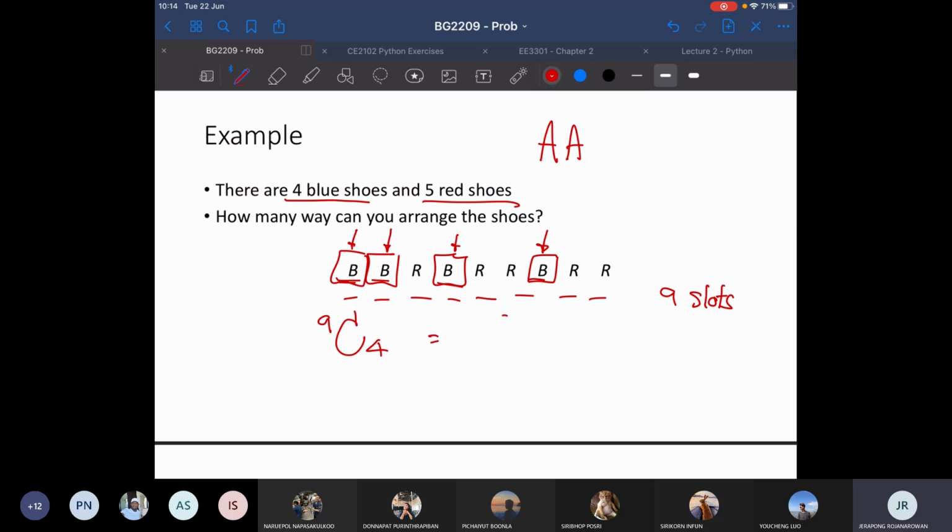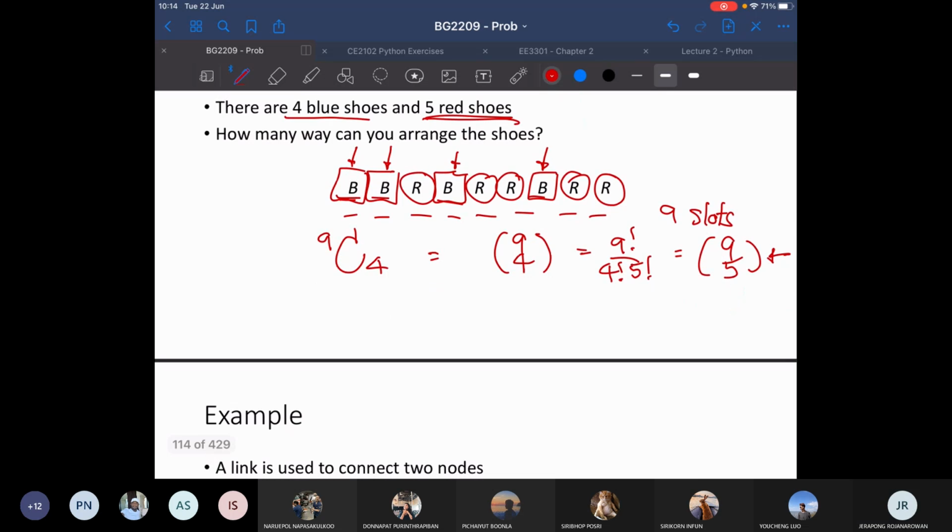So it's going to be 9 choose 4, which is 9 factorial over 4 factorial times 5 factorial, which is the same as 9 choose 5, because you can do the same for R, right? Instead of choosing the blue, I'm choosing the slots for the red, and then you get 9 choose 5, which is the same as 9 choose 4, right?